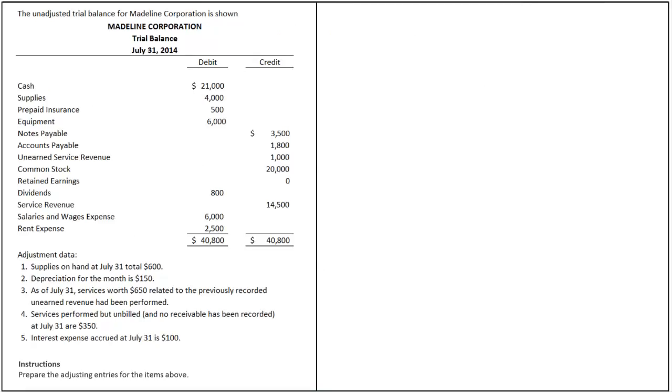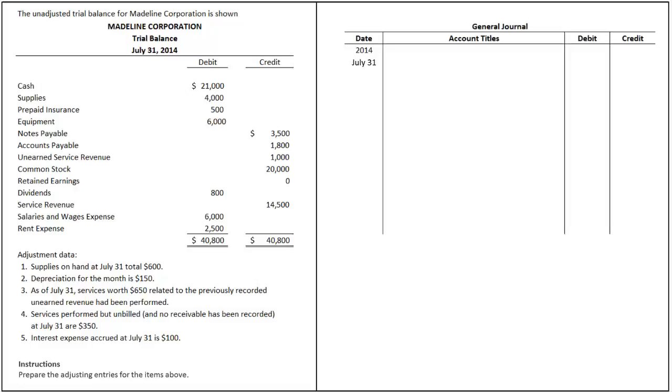The unadjusted trial balance and the additional adjustment data for Madeline Corporation have been provided. We are required to prepare the adjusting entries. The supplies on hand at July 31st total $600. Note that supplies has an ending balance of $4,000. The difference between the balance in the supplies account of $4,000 and the cost of supplies on hand of $600 represents the supplies used during the period.